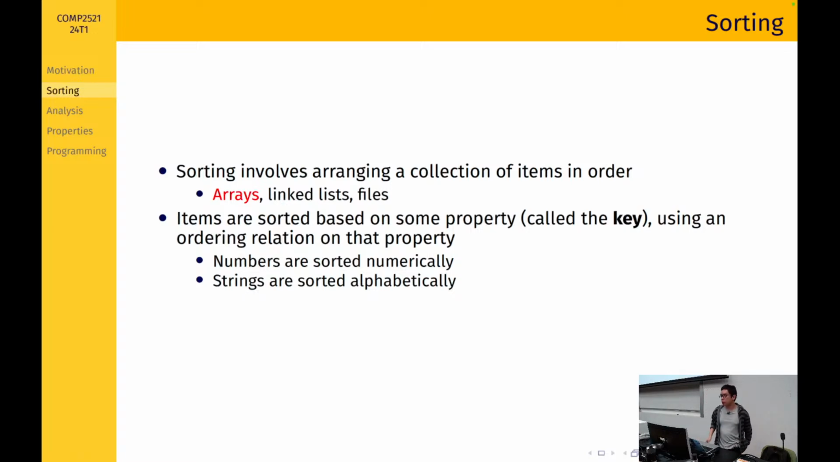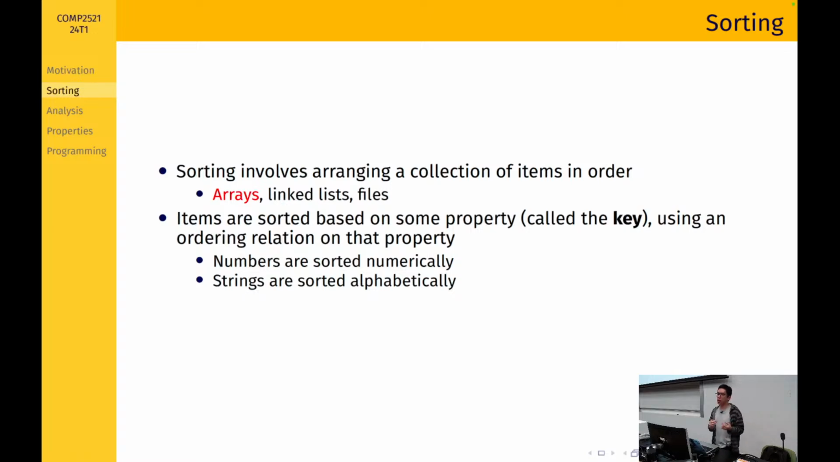And when we sort items, we usually sort them based on some property, because in the real world, you're not really going to be sorting just raw integers. Usually you'll be sorting things like structs or records, things that have lots of properties, or fields, or attributes.